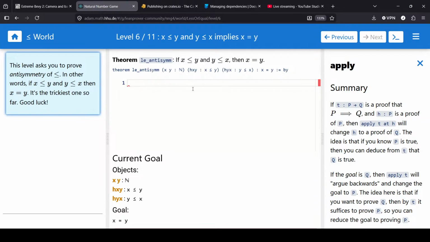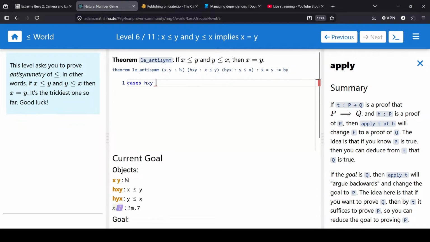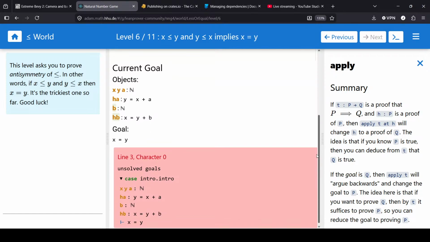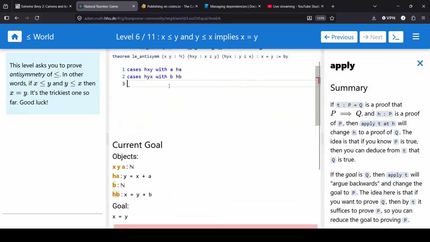Oh boy. So I gotta cases both of you. So we're gonna take hxy with a, ha, and we're gonna cases hyx with b, hb. Okay. Maybe this is the hardest one. Okay, so what's the story, Wishbone? Oh, because these guys are defined in terms of each other. I see.